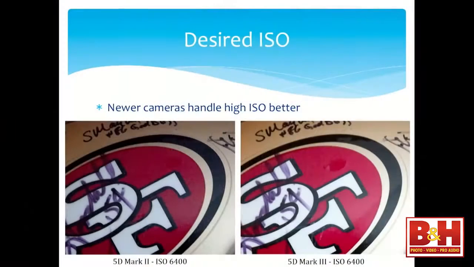So here's my comparison of a 5D Mark II, which is not that old, and a 5D Mark III at ISO 6400. And I don't know if you can see it on these screens here, but it's a pretty dramatic difference in the quality of the colors and the noise, just between those two cameras being a couple of years apart, 2 or 3 years apart.